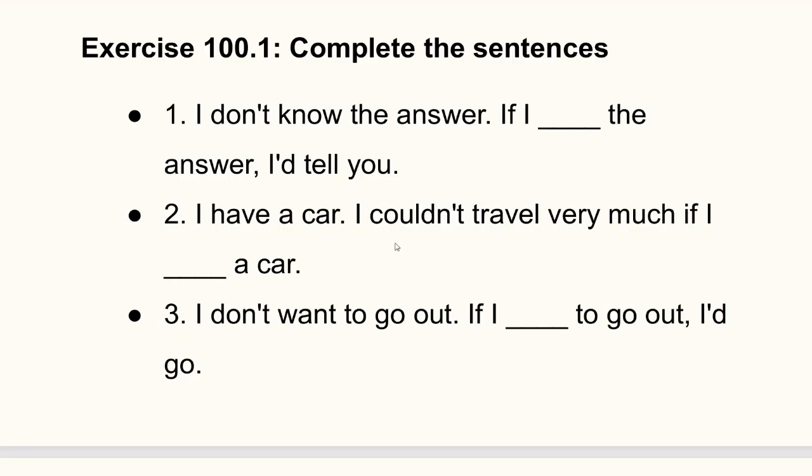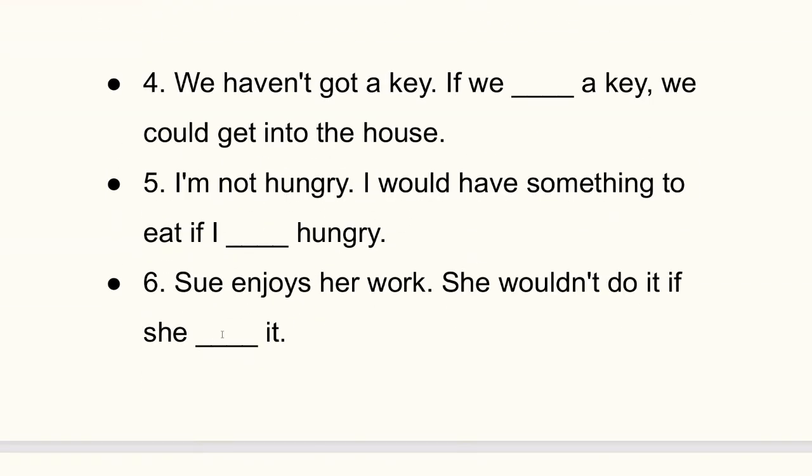I have a car. I couldn't travel very much if I didn't have a car. I don't want to go out. If I wanted to go out, I would go. We haven't got a key. If we had a key, we could get into the house. I'm not hungry. I would have something to eat if I were hungry. Sue enjoys her work. She wouldn't do it if she didn't enjoy it.